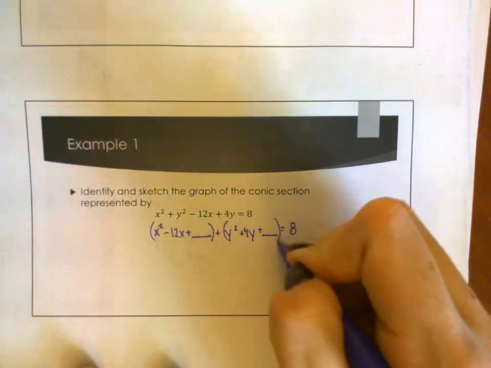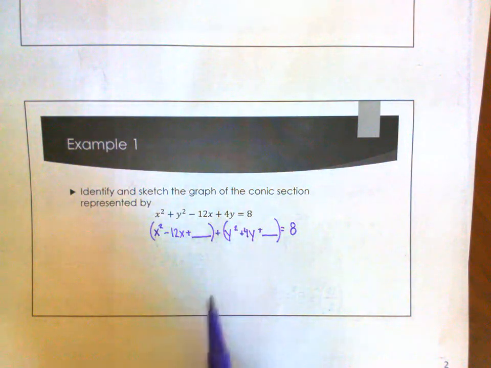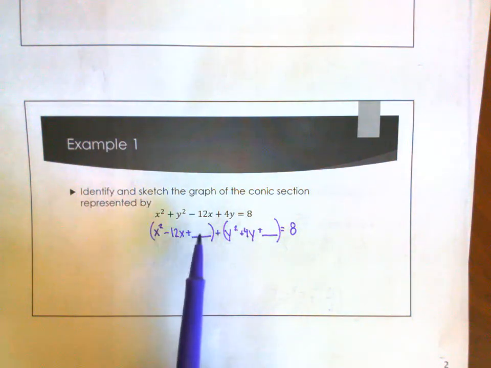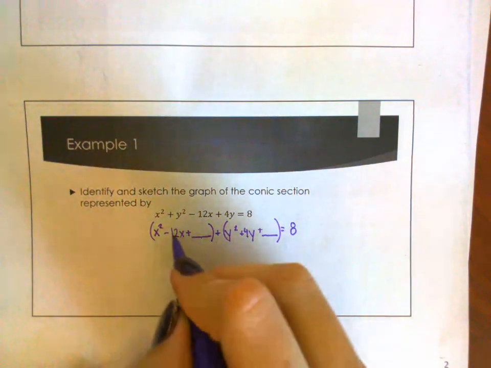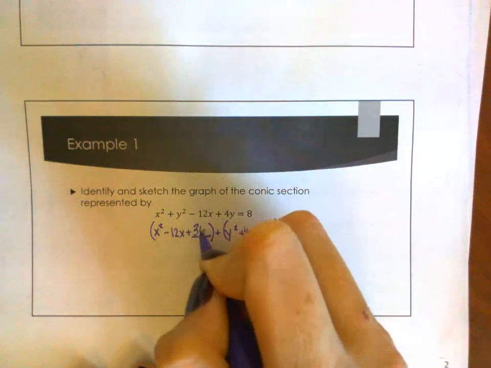But to make it a circle, I can't have it be x squared minus 12x. I need it to be like x plus 1 quantity squared. So I need to complete the square. So if I were to complete the square for this blank, what would we get? We should get 12 divided by 2 squared, which would give us 36.